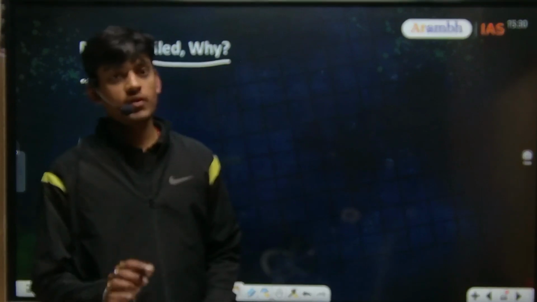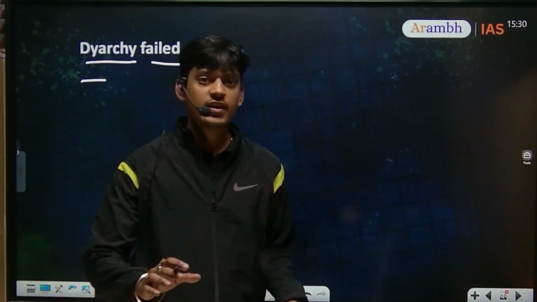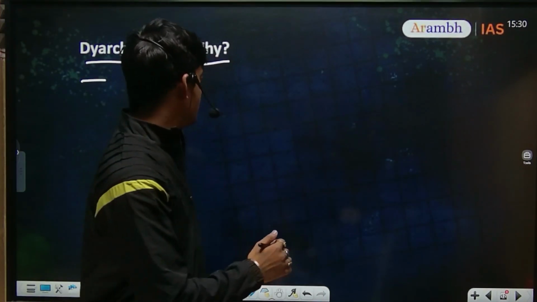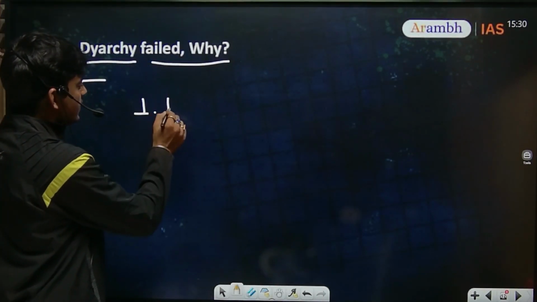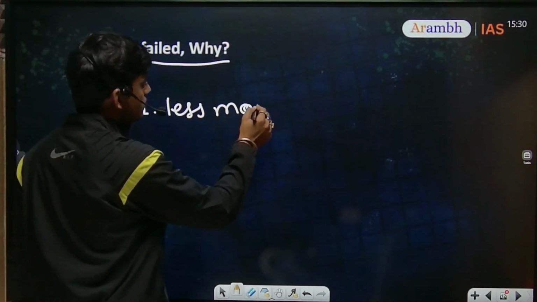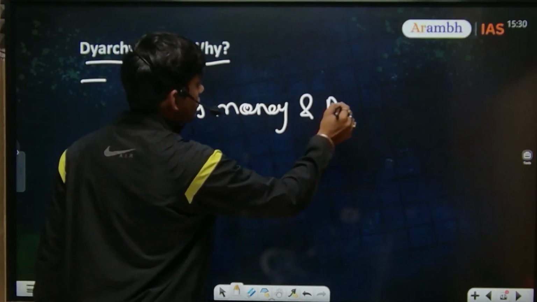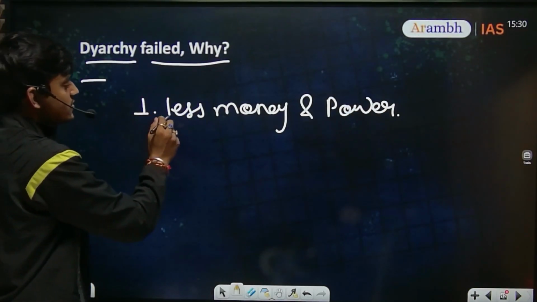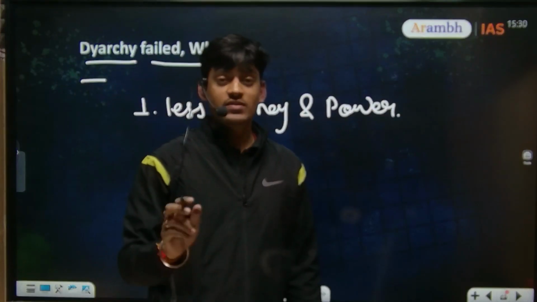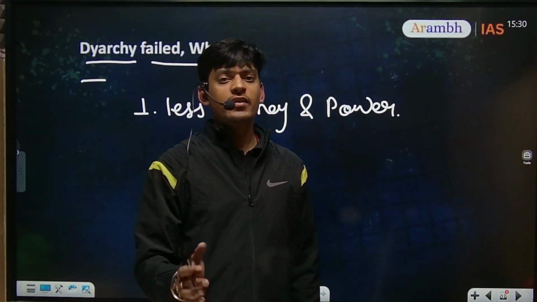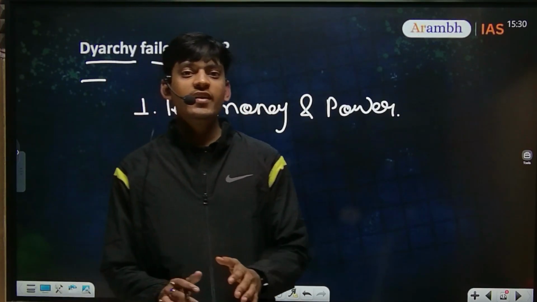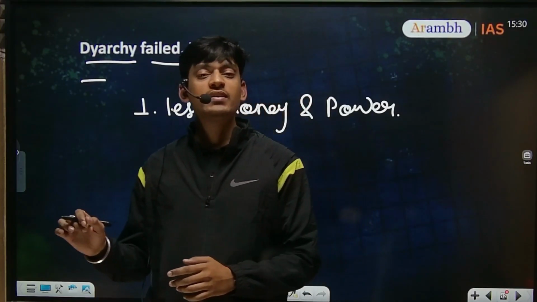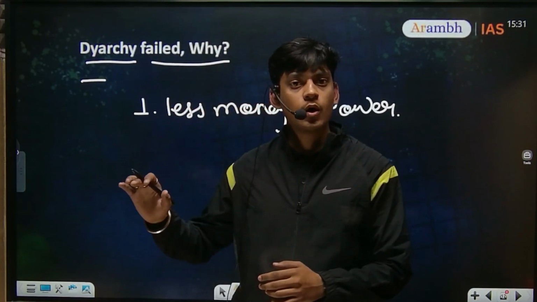Understood? Why Dyarchy failed. First point, understand: transfer subjects had less money and power. Okay, Dyarchy failed. Why? First is less money and power. Now the second is the governor interfered constantly. And the third point is Indian ministers had responsibility without real power. By 1927, even the British admitted it was not working.